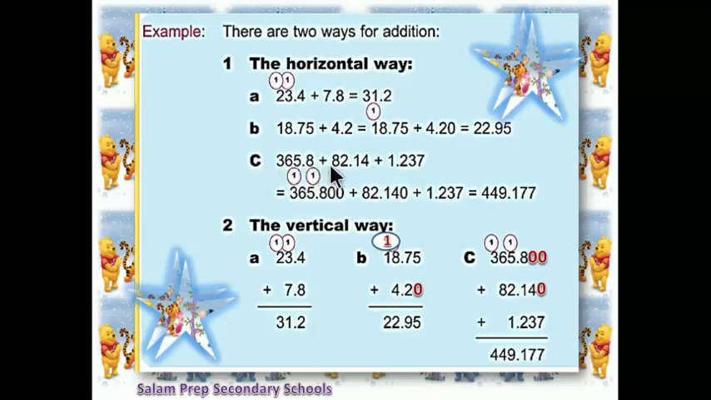The third example for you. 365.8 plus 82.14 plus 1.237. Before adding, we need to check if the decimal parts are balanced or not. The first number has 1 digit in the decimal part. The second number has 2 digits in the decimal part. The third number has 3 digits in the decimal part.